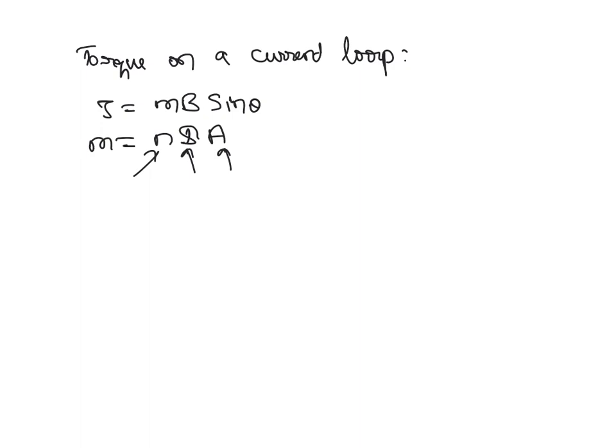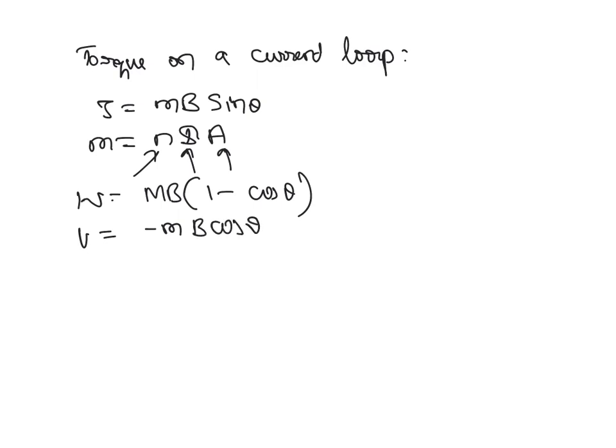After that, the work done to rotate the coil through an angle θ: W equals mB into (1 minus cos θ). And the potential energy stored, U, must be equal to minus mB cos θ. Usually the magnitude we can take as mB cos θ. Please try to remember that.